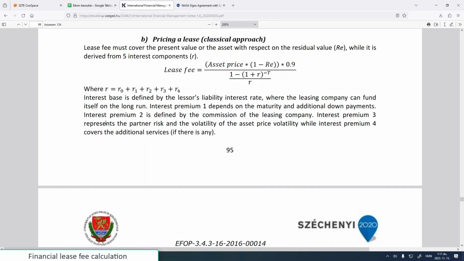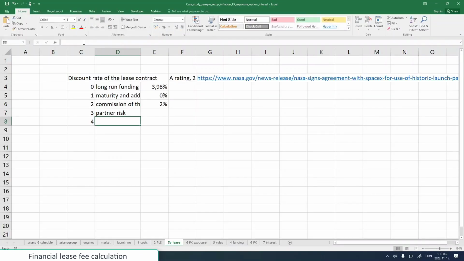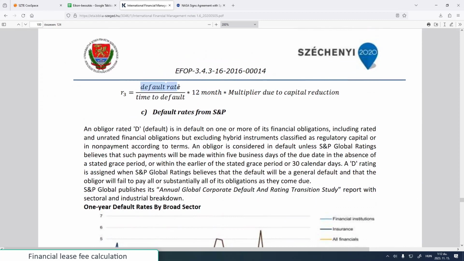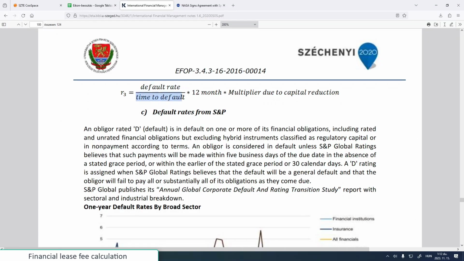Interest premium 3 represents partner risk and asset price volatility, so partner risk. We have no idea about asset price volatility, so we just have to stick with this one, and this is what we should generate. So for partner risk, we must use this table. So we need the default rate in the industry. We need time to default.